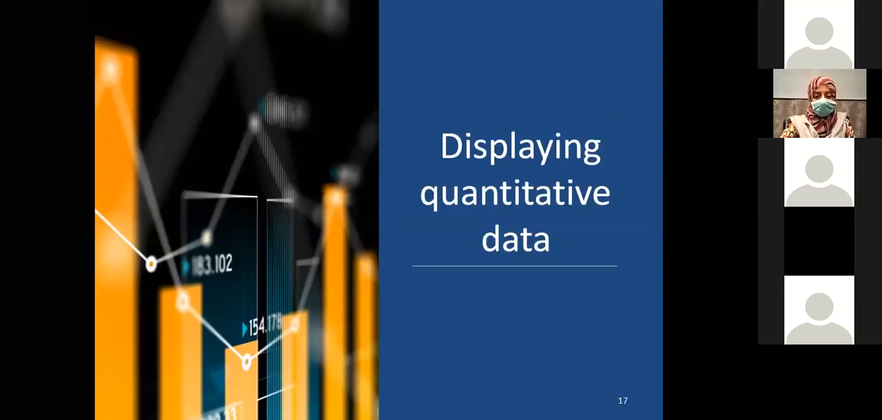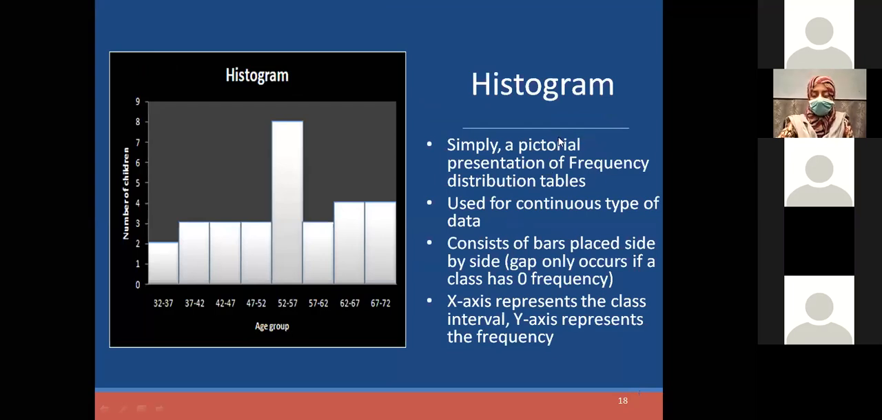Now you have quantitative type of data. What we talked about earlier was mostly for nominal type of data, in which you have categories, for example in bar charts, or nominal data where you don't have any categories, which is for the pie charts. Now coming towards continuous type of data, for that you use mostly histograms. They are simply a pictorial presentation of the frequency distribution tables that we already talked about.